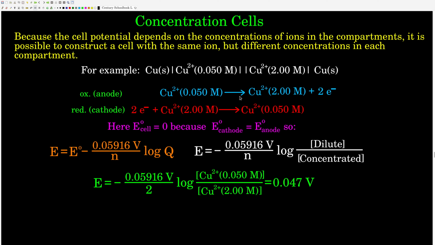So in this case, if we plug in the concentration of the dilute solution, again, this is before any electrons flow, as 0.050 and the concentrated is 2, we can get a number. We see the E of that cell is positive 0.047 volts. It's positive, so it'll run spontaneously until these are equal and this ratio becomes 1 and the log of that becomes 0.